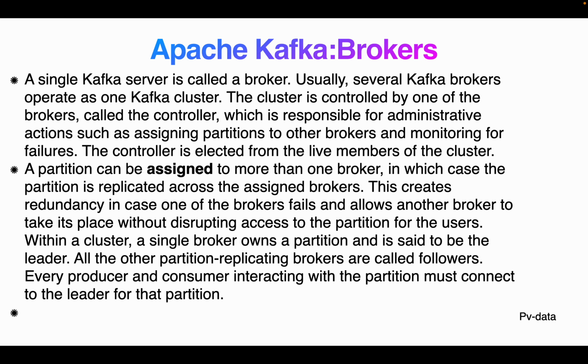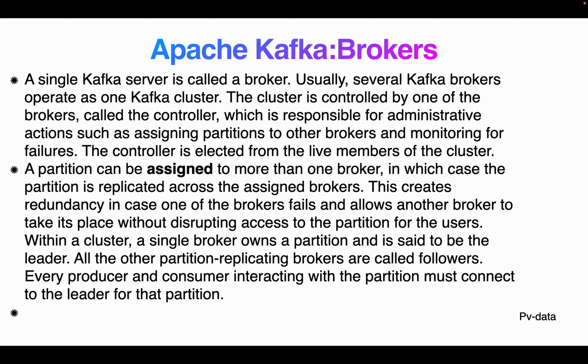And the next part is the broker. A single Kafka server is called a broker. Usually several Kafka brokers operate in one cluster. The cluster is controlled by one of the brokers called the controller, which is responsible for administrative actions such as assigning partitions to other brokers and monitoring for failures. The controller is elected from the live members of the cluster. A partition can be assigned to more than one broker, in which case the partition is replicated across the assigned brokers. This creates redundancy. In case a broker fails, it allows another broker to take over.